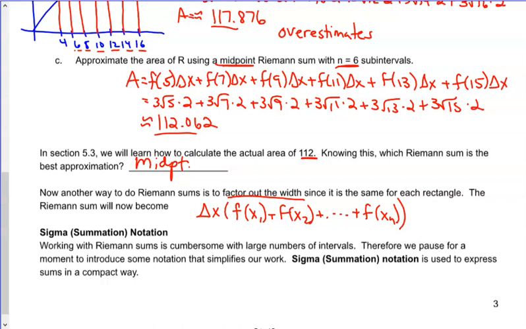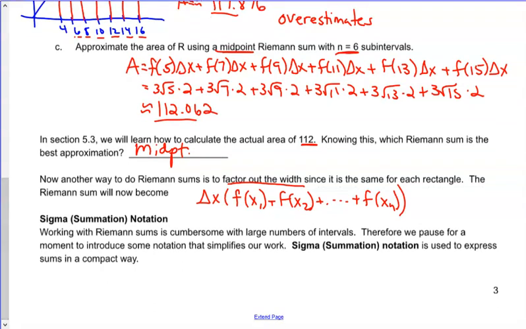All right, very good. Now our last little piece here in section 5.1 is to talk about sigma notation. And sigma notation is going to be important when we start finding exact values of these areas, okay? So working with Riemann sums is cumbersome with a large number of intervals. So if I were to say my intervals go from 6 to 10, that means I'm going to have 10 of these areas that I have to add up. And therefore, we pause for a moment to introduce some notation that simplifies our work, which we call sigma notation or summation notation, used to express sums in a compact way.